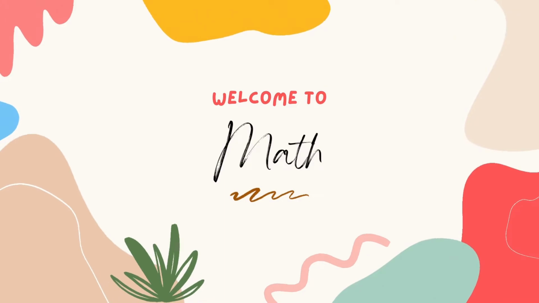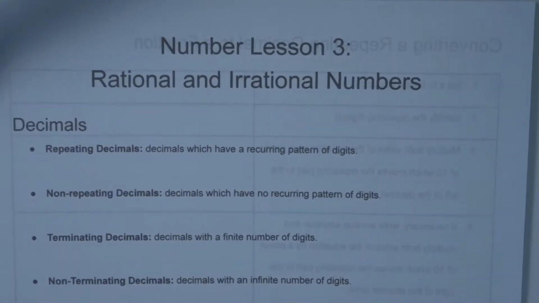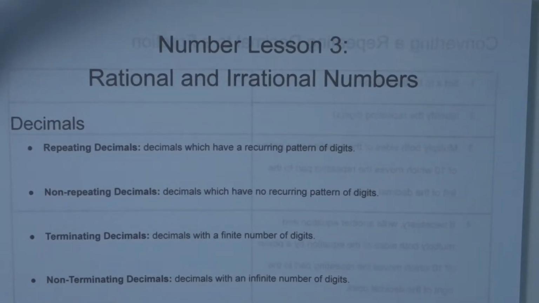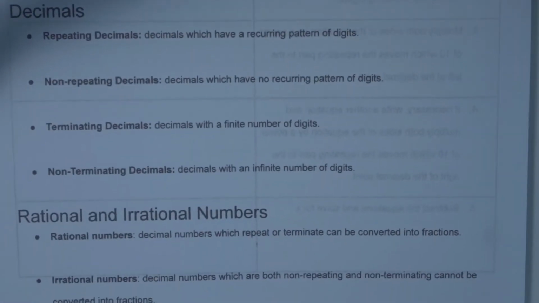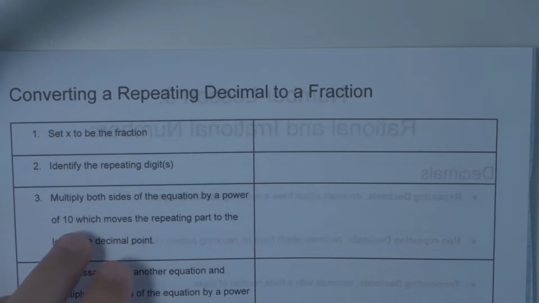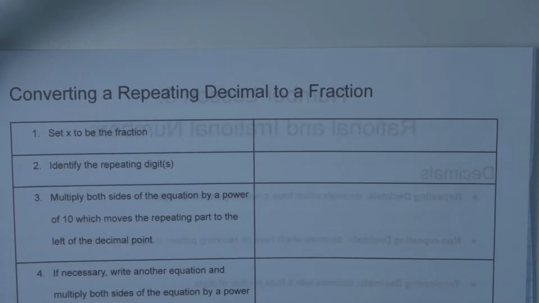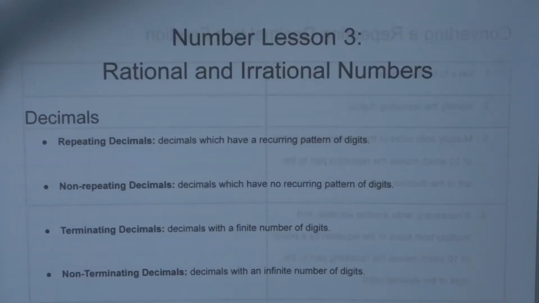Let's start our lesson. Okay, today we start our number lesson 3, rational numbers and irrational numbers. Today we will discuss 3 parts: decimals, rational and irrational numbers, and how to convert a repeating decimal to a fraction. So first, let's clarify some definitions of decimals.